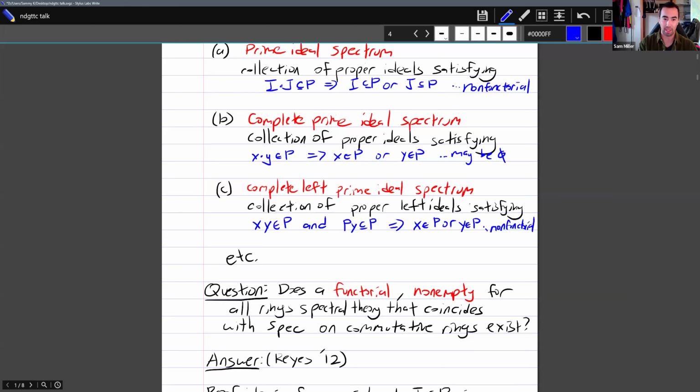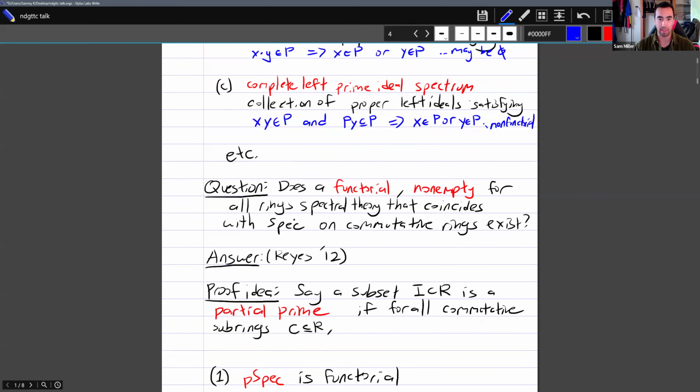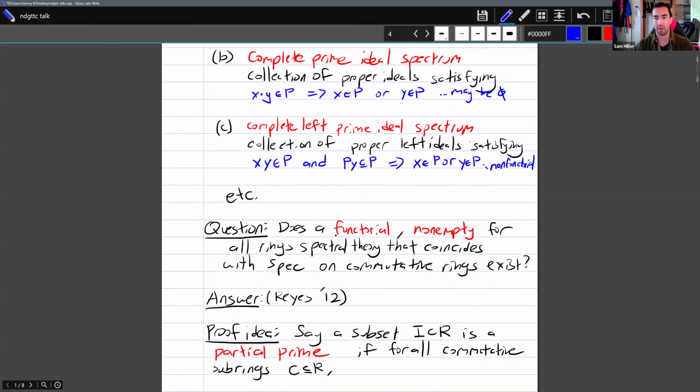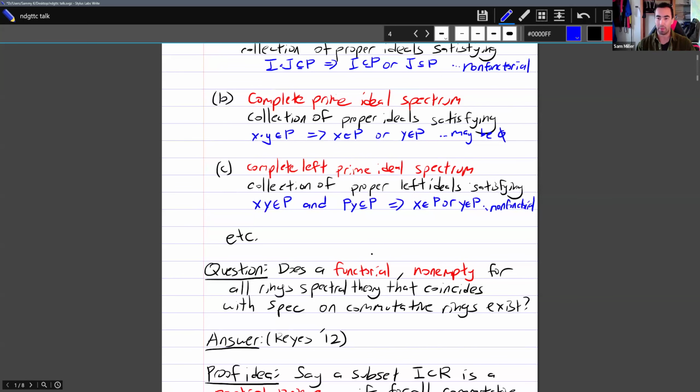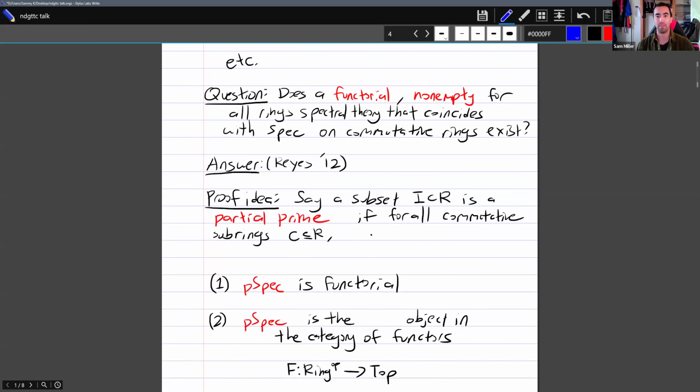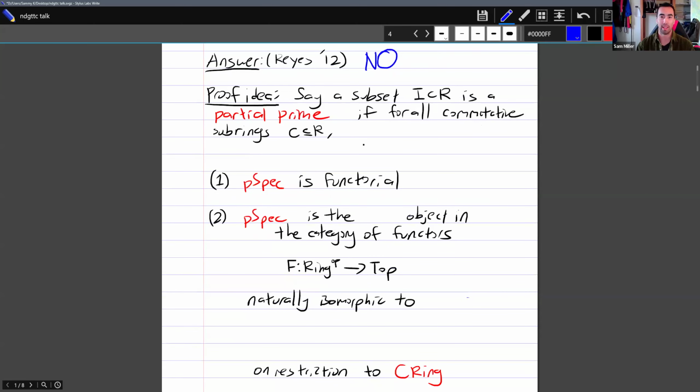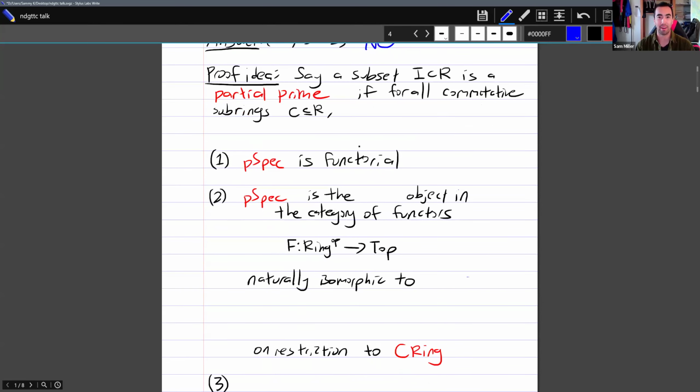Perhaps a bigger issue, though, is that actually computing this thing can, in general, be difficult. So we've seen all of these are either non-functorial or maybe empty. And so we can ask the question of, does a functorial and non-empty for all rings spectral theory that coincides with spec on commutative rings exist? And Reyes in 2012 answered this. The answer is no. So we can talk about the proof idea. This will come into play at the end of the talk, assuming I have time to get there.